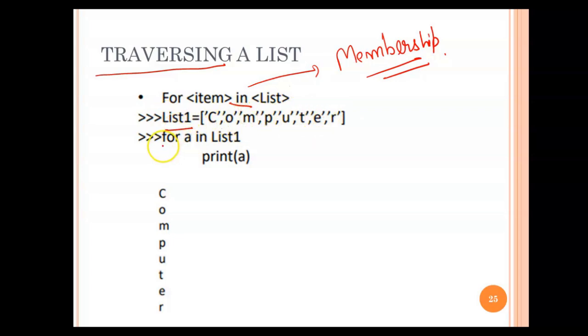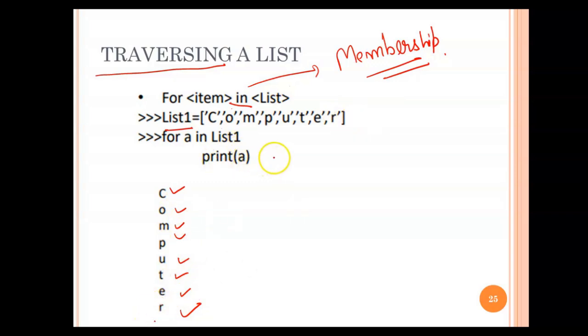So we can write it like this: for A in list 1. In list 1, you can see all the characters are there, so it is going to work for the individual character. Print A. First it will display C, then it will switch to O, M, P, U, T, E, R. Suppose you have one more character, that will also be displayed after this.